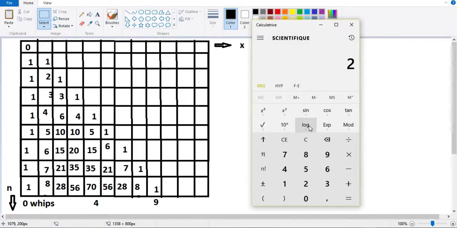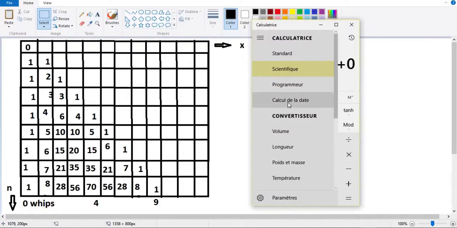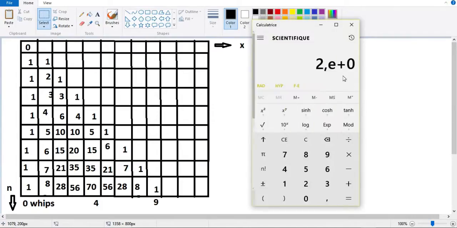Maybe I'm blind. There's not even an E on this calculator. What is this? There's no E on this calculator? Well, this isn't going too well.